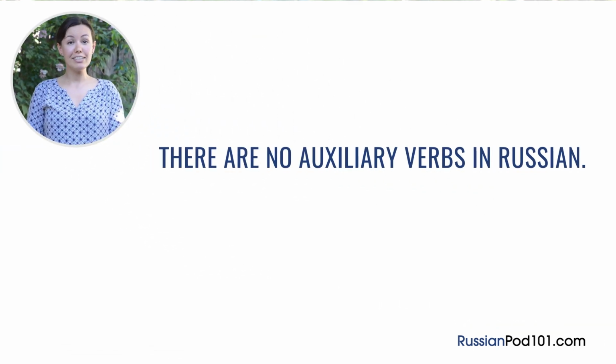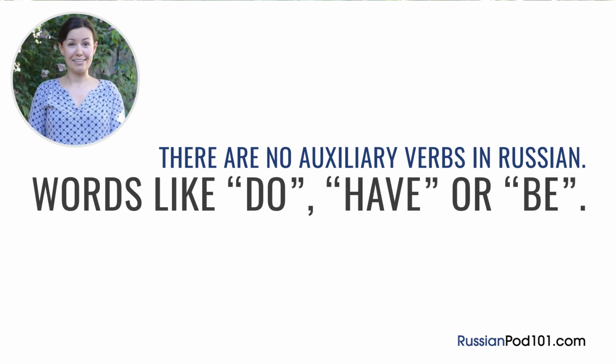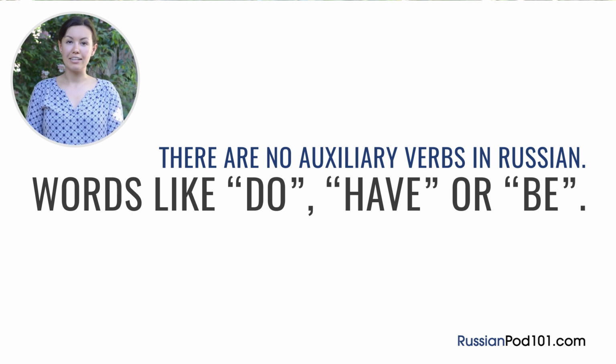Another thing that makes learning Russian just a bit easier is that there are no auxiliary verbs in Russian. Words like do, have, or be. Of course, we do have all these basic words in Russian. The thing is that they don't act like auxiliaries in the sentences.